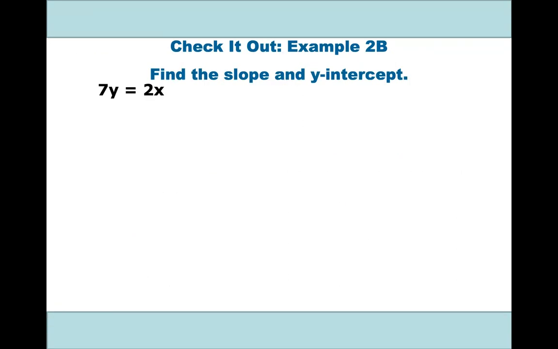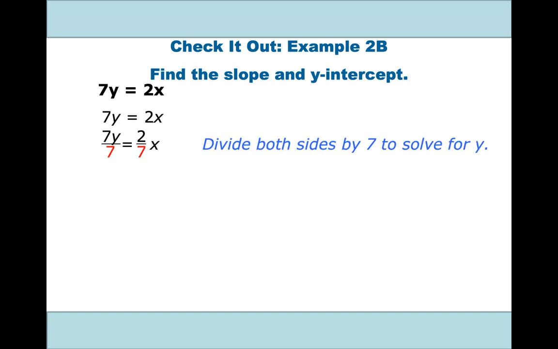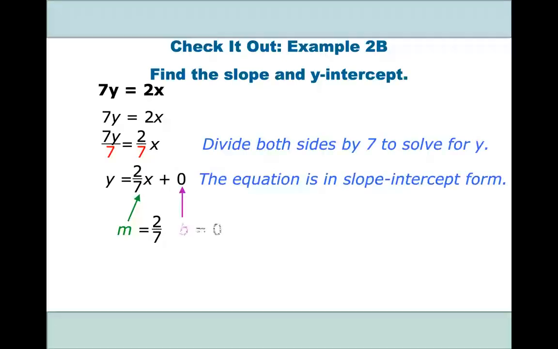All right, here's one more. I'd like you to pause and try this one out yourself now. Remember, you want to get this y by itself, and this is currently being multiplied. The opposite of multiplication is division. Go ahead and pause and try that one. All right, so if we divide both sides by 7, again, we still are missing that b there. There's nothing there, which means that would be 0. Same thing. You can identify the slope and the y-intercept.